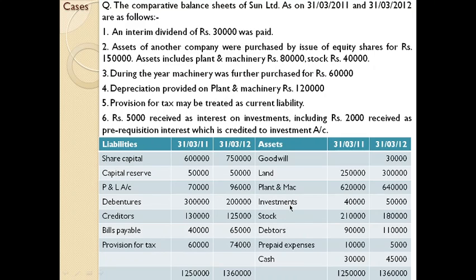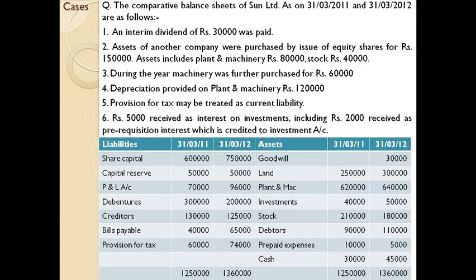Investment usually will be a fixed asset, otherwise it might have been mentioned as a small scale investment. Next one, stock, debtors, prepaid expenses and cash. So this is how a normal question will be, and you have to prepare the fund flow statement on the basis of the details given.